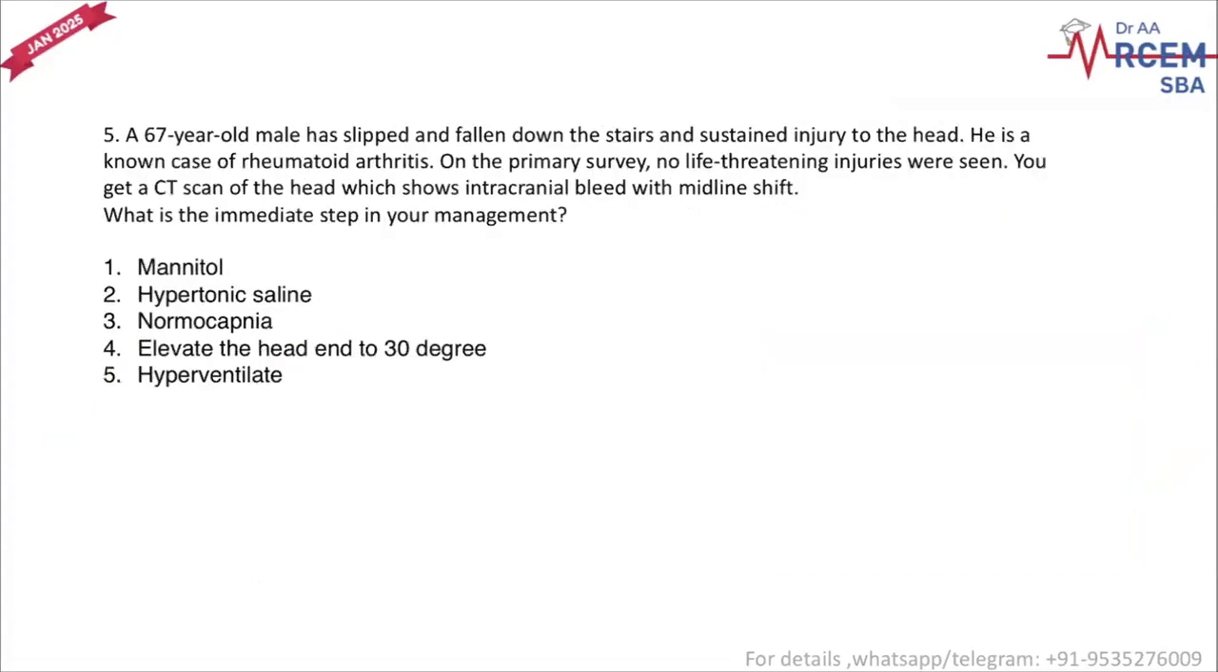A 67 year old male has slipped and fallen down the stairs and sustained an injury to the head. He is a known case of rheumatoid arthritis. On primary survey, no life-threatening injuries are seen. You get a CT scan of the head done, which shows an intracranial bleed with midline shift, which is usually suggestive of raised intracranial pressure. What is the immediate step in your management?